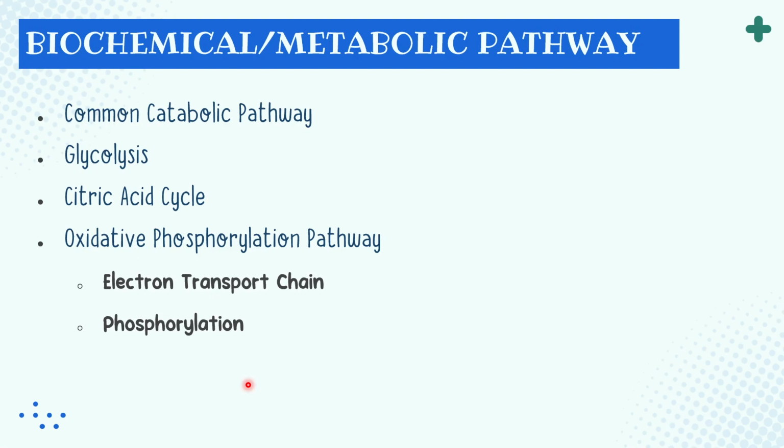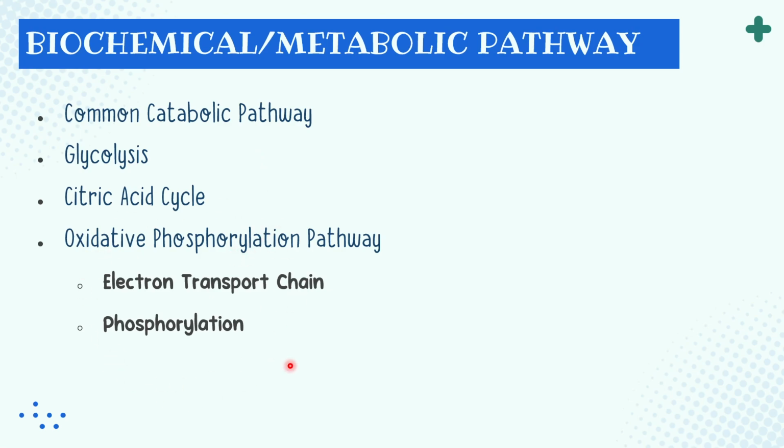So we will start with your common catabolic pathway, then we will proceed with your glycolysis, then your citric acid cycle, and then last would be your oxidative phosphorylation, under which is your electron transport chain. So let me just point out here, kids, that these metabolic pathways are continuous. Hindi po tayo pwede mag-skip ng one pathway to the other. So, di po tayo pwede mag-start ng citric acid cycle agad-agad without the glycolysis. So, it will always begin with your common catabolic pathway, proceeded by your glycolysis, then your citric, and then ito yung last natin.